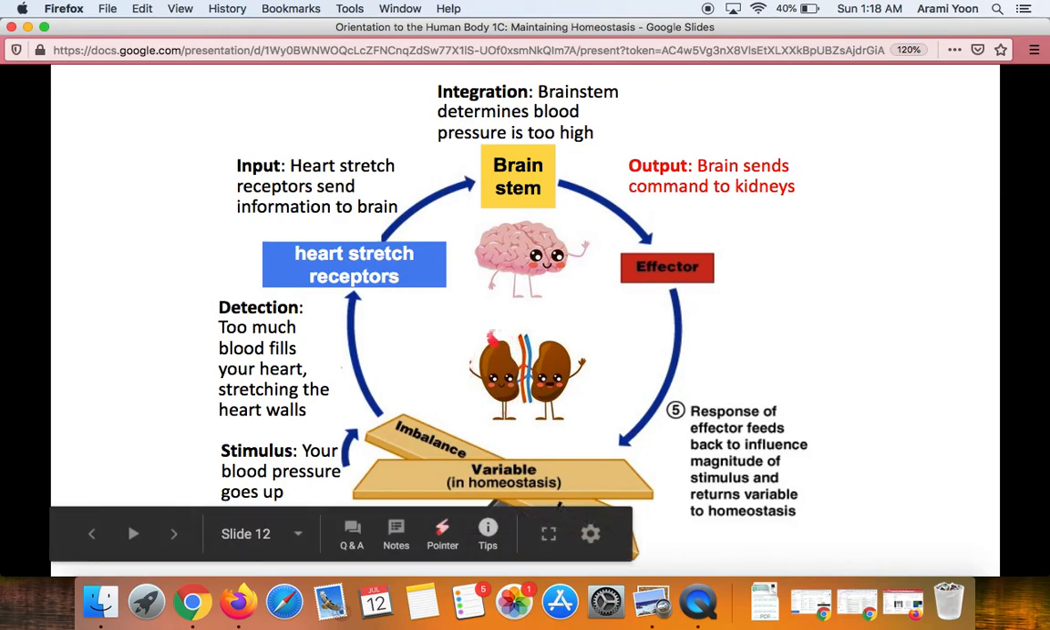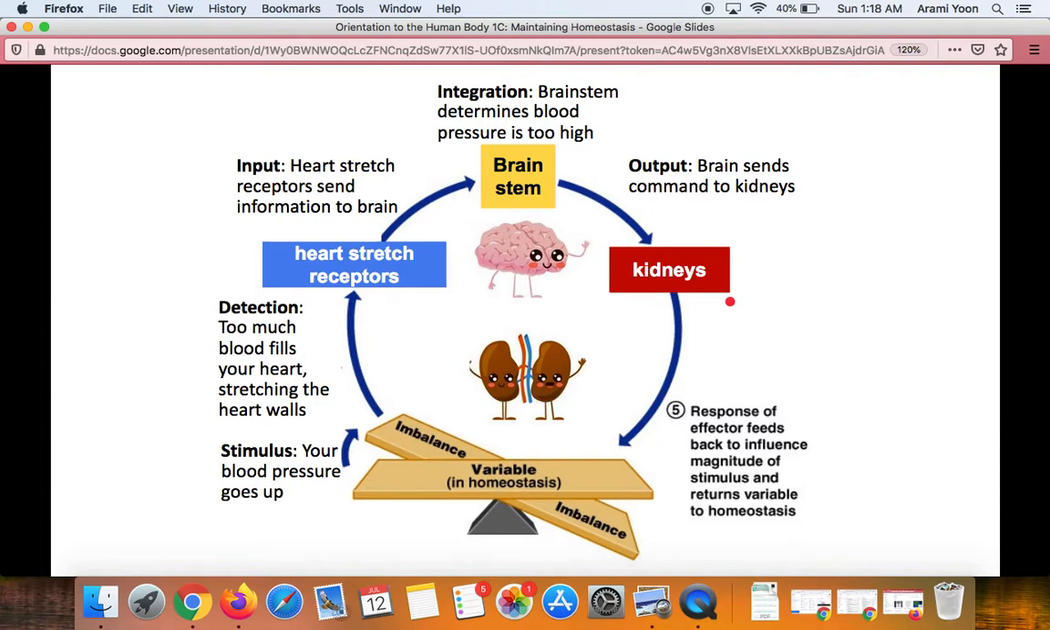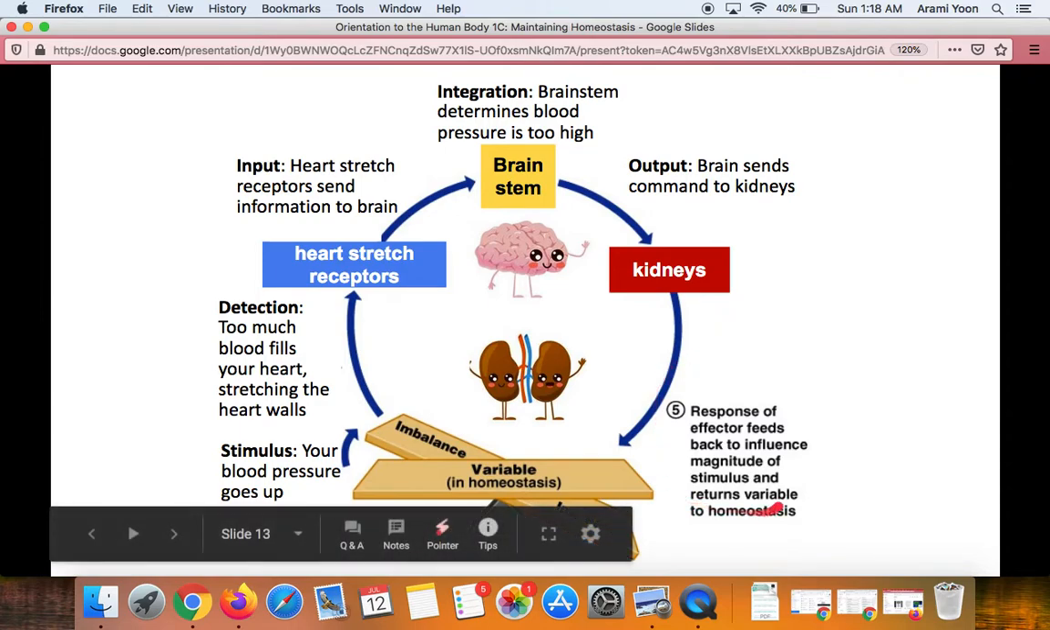Here's your left kidney, here's your right kidney. They're super happy to be of service. And the kidneys are the effectors in this case. They are the parts of the body that are responding to commands from the brain. Okay, so what is that response going to be? Well, whatever the response is, it's going to be something that the effector is going to do that will feed back to influence the magnitude of the stimulus and return the variable to homeostasis. In other words, the response is going to be something that will fix the problem.